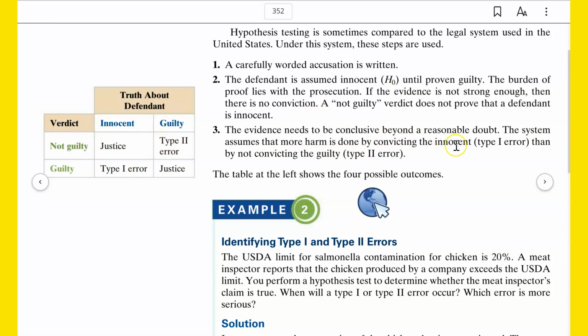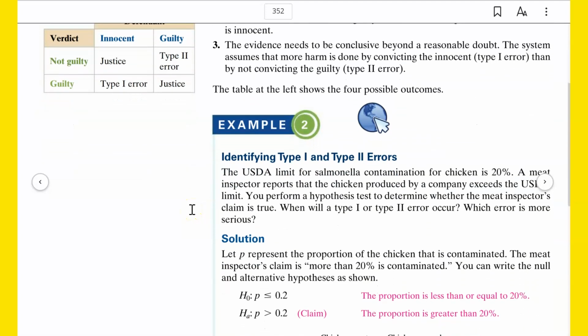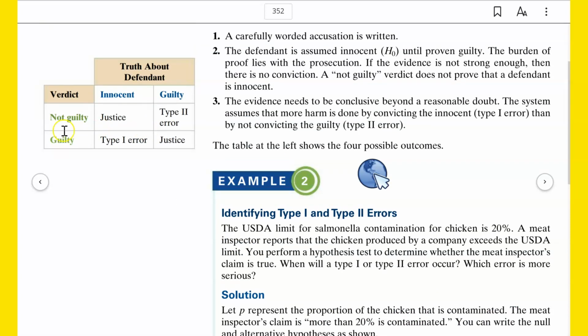So it's saying that it's better to make a type 2 error, which is to let a guilty person go free, than to make a type 1 error, which is to put an innocent person in jail or worse. All right. Both of them are serious errors, but our justice system says that the type 2 error is not as bad as the type 1 error. So you can stare at that chart until it makes sense as well.